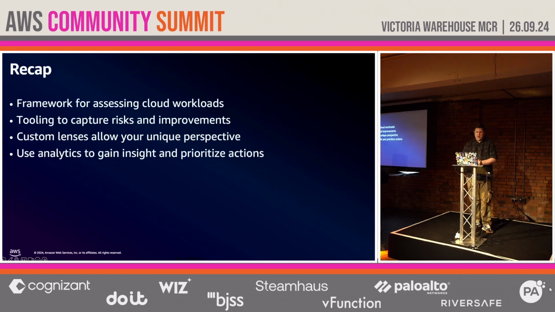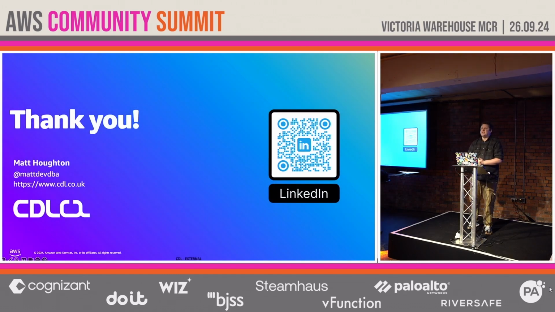So just to recap, and then we can go and enjoy our drinks and food. Covered Well-Architected, which provides a framework for assessing cloud workloads. The Well-Architected Tool allows you to capture risks and generate improvement plans. Custom lenses allow you to add your organization's unique perspective into those architecture reviews, but within the Well-Architected Tool. Then by using analytics services such as Athena and QuickSight, you can gain additional insight, capture trends, and also prioritize actions for improvement.